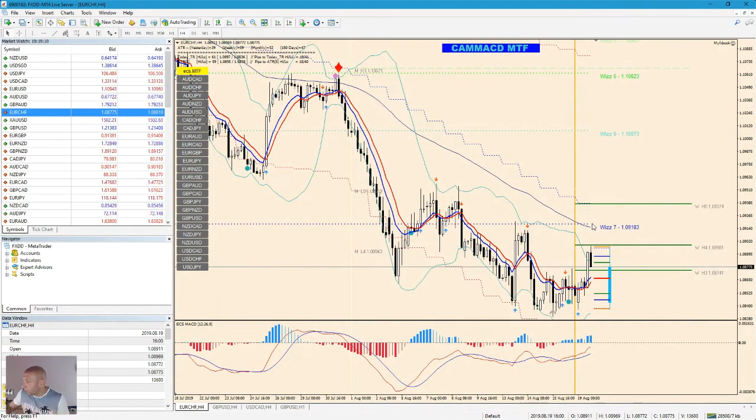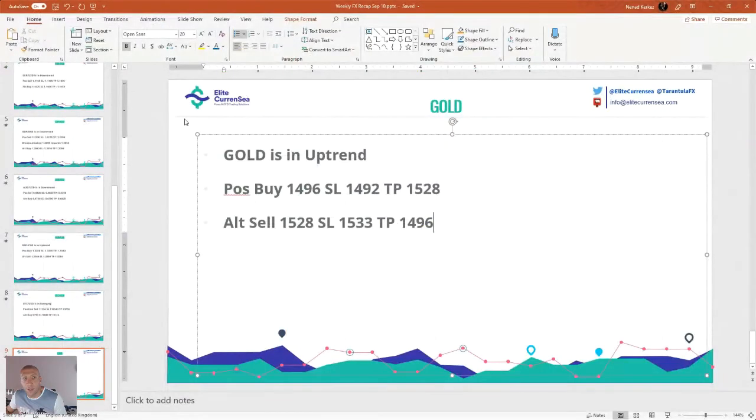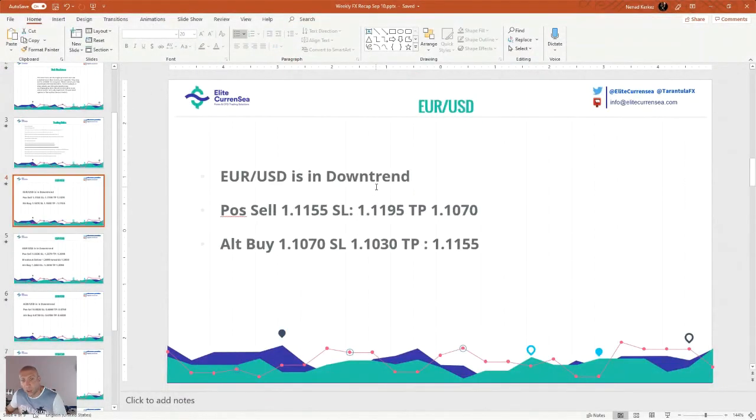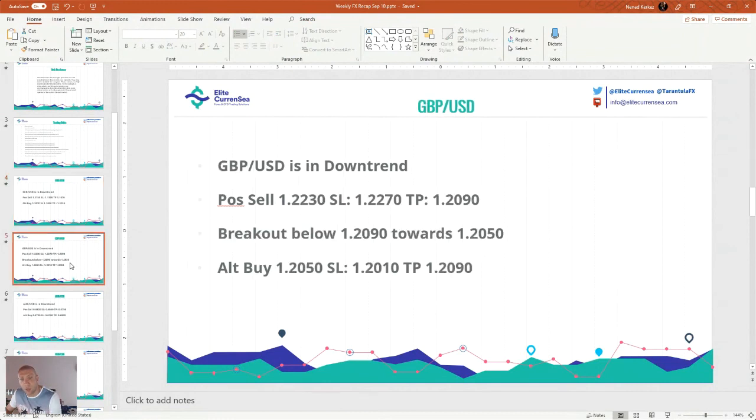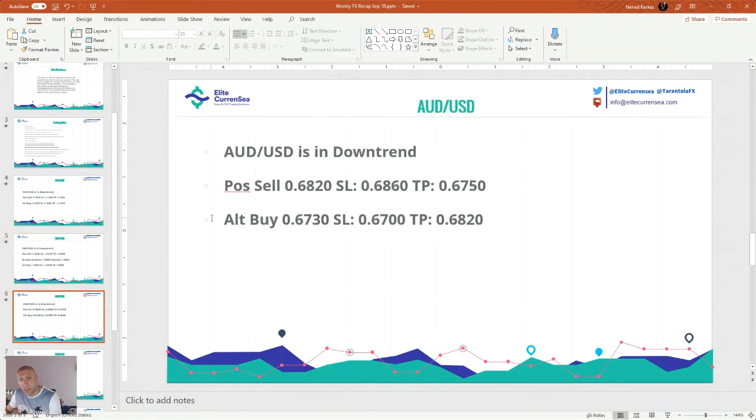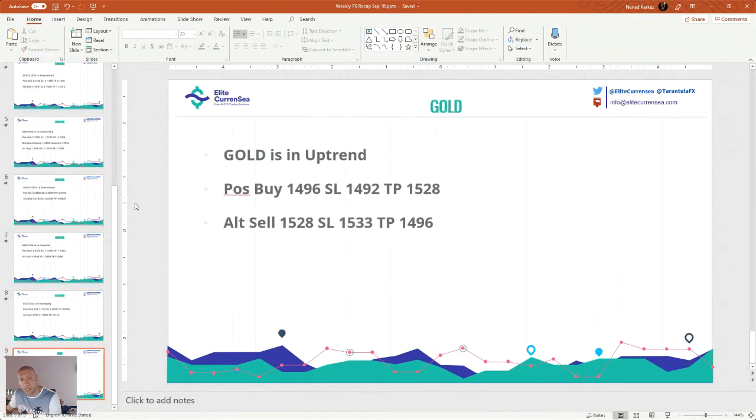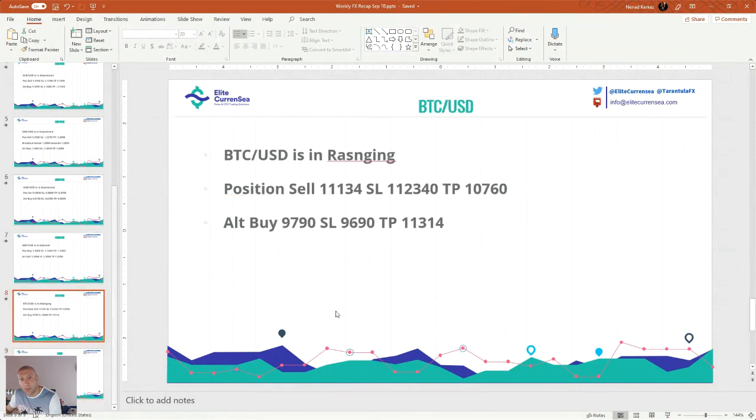So that is it, guys. I hope that this helped you. I will roll the slides again. So I hope that everything will be good. This is euro dollar. This is pound dollar. Okay, watch for these guys, breakouts. This is the Australian dollar. This is the dollar CAD. This is the gold and the Bitcoin. Nenad's and ECS quick trading ideas here. This is free for all setups.